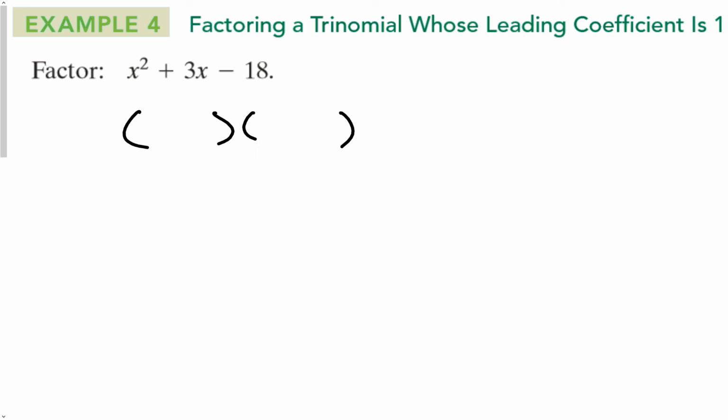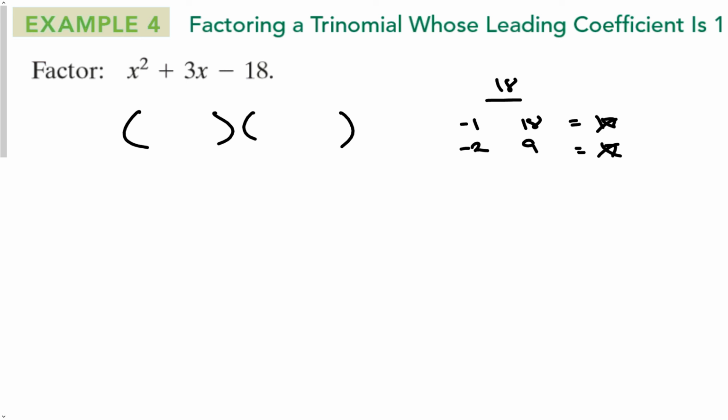The factors of 18 that subtract and give me 3. Let's see, 18. I want a positive 3, which means the bigger number has to be positive. So how about negative 1 and positive 18? When I multiply those together, I get negative 18. When I add them together, I get 17. Oh, no good. Well, what about negative 2 and a positive 9? When I add those together, I get a 7.